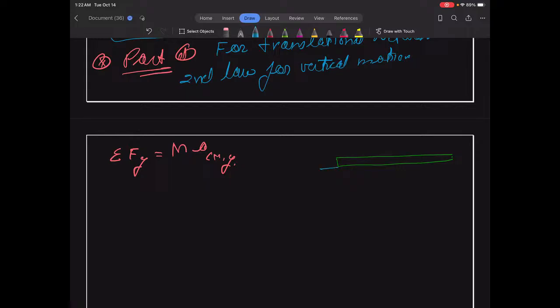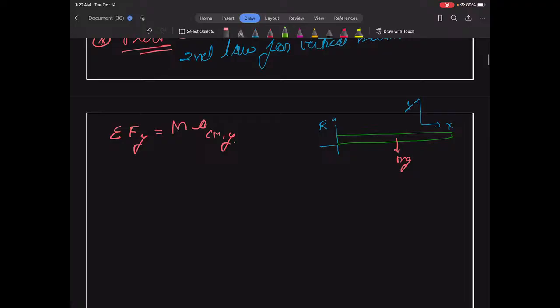So this is our B point, and here is our R, and if we take the coordinate axis, this is our x and we have a y, and the another force which will be acting vertically will be in the downward direction, that is our mg. So we can take R as positive and mg will be negative because it is acting in the downward direction. Okay.